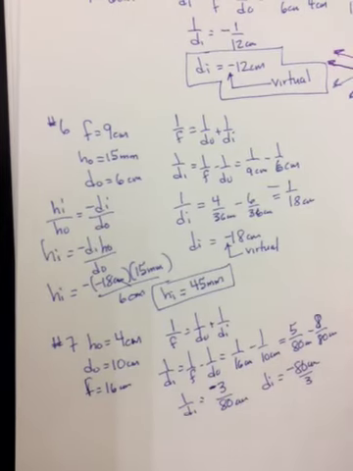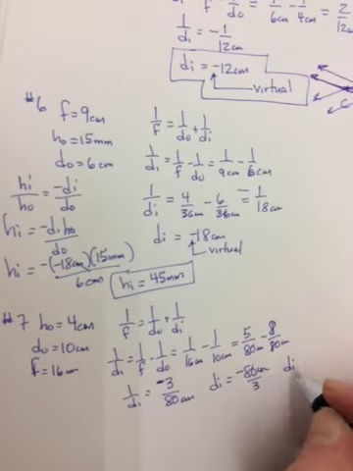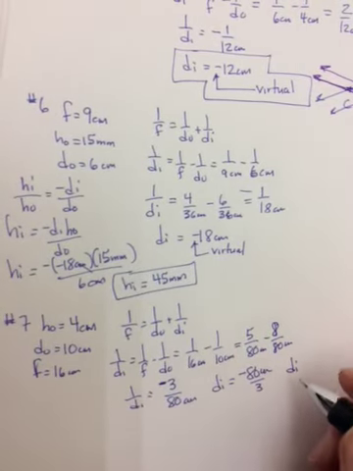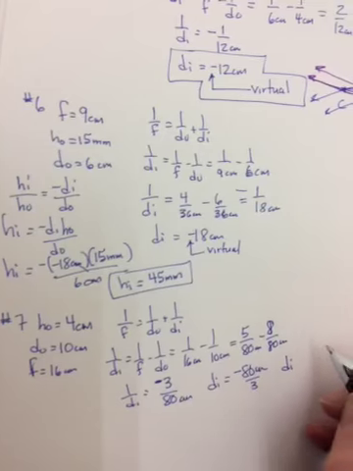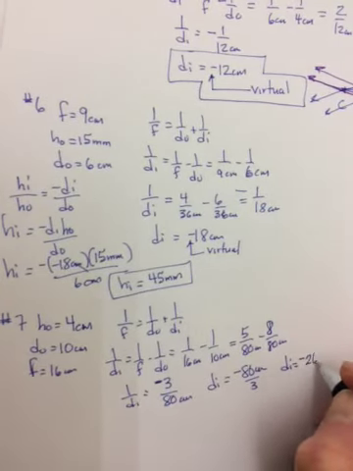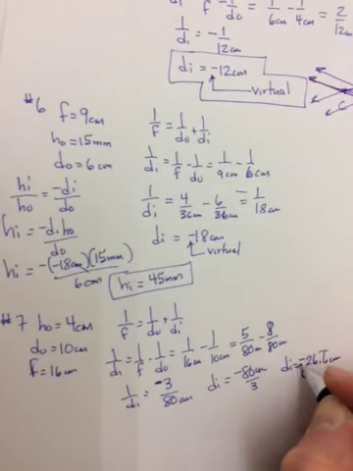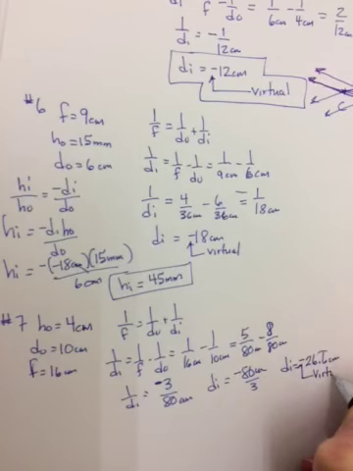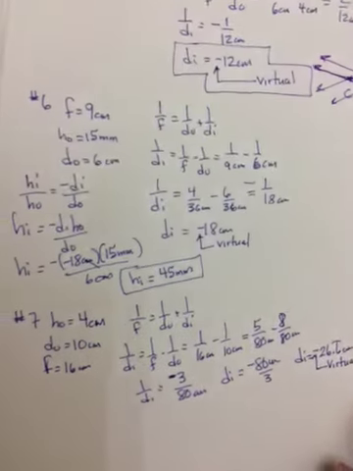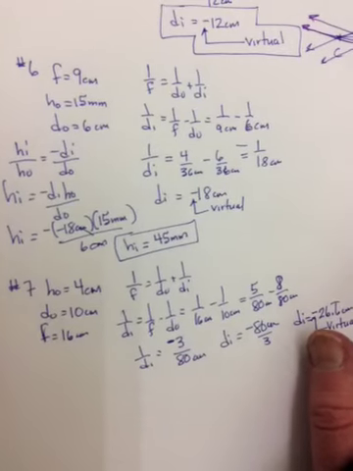Do not leave it like this. You might leave it like this in math, but you would never leave it like that when asked how far away something is. 80 over 3 centimeters, that means nothing in our lives. It's equal to negative 26.6 repeating centimeters, and the negative means virtual. That gives us a good feel, doesn't it?